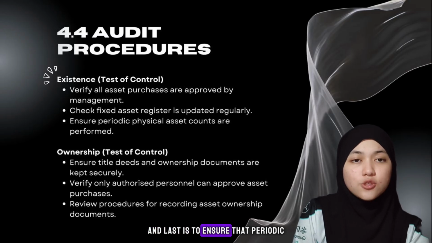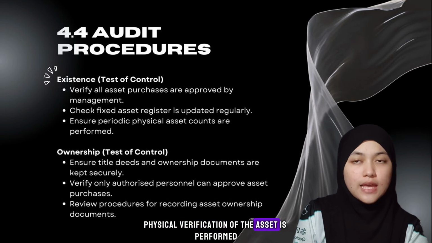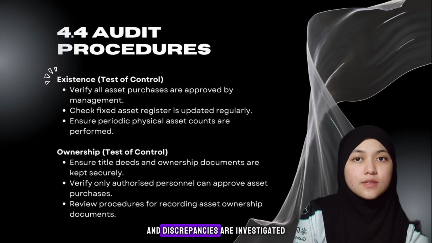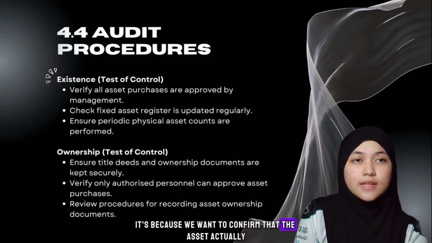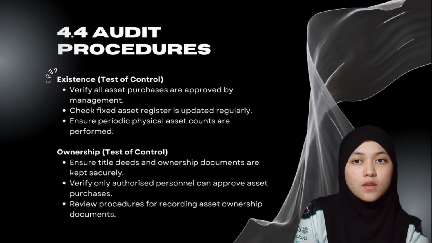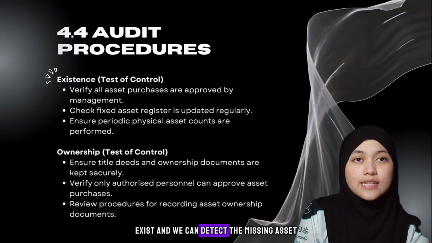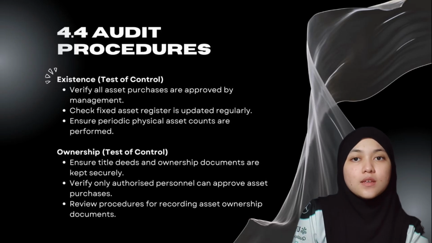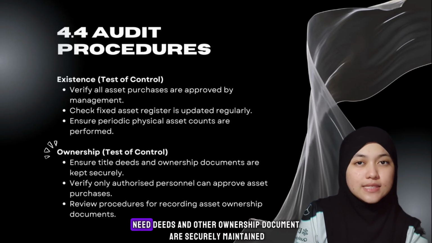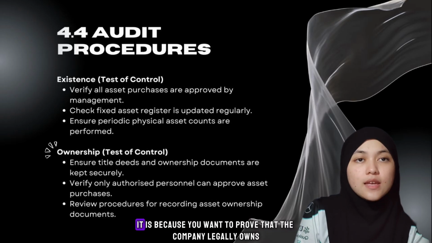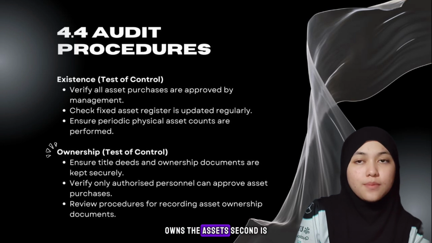Last is to ensure that periodic physical verification of the assets is performed and discrepancies are investigated. It is because we want to confirm that the assets actually exist and we can detect the missing assets. Next is the ownership test of control. So first, we want to verify that the title, deeds, and other ownership documents are securely maintained. It is because we want to prove that the company legally owns the assets.